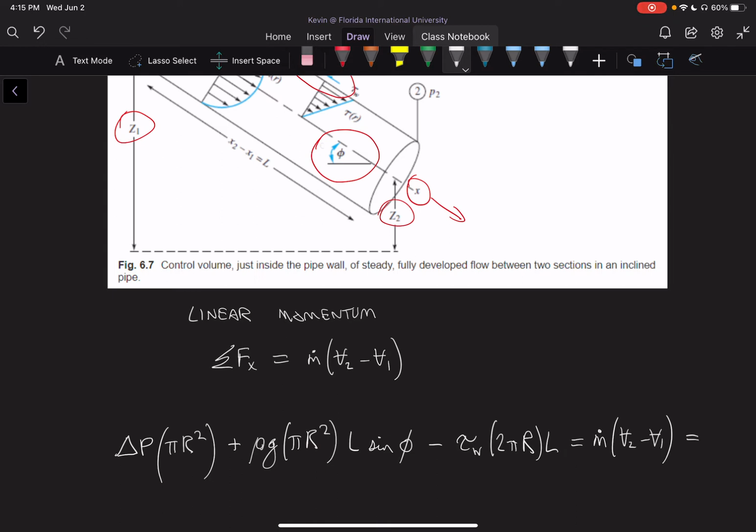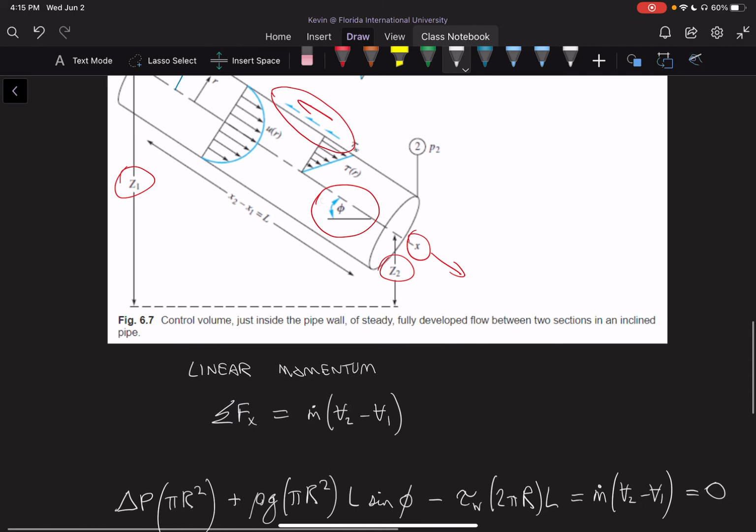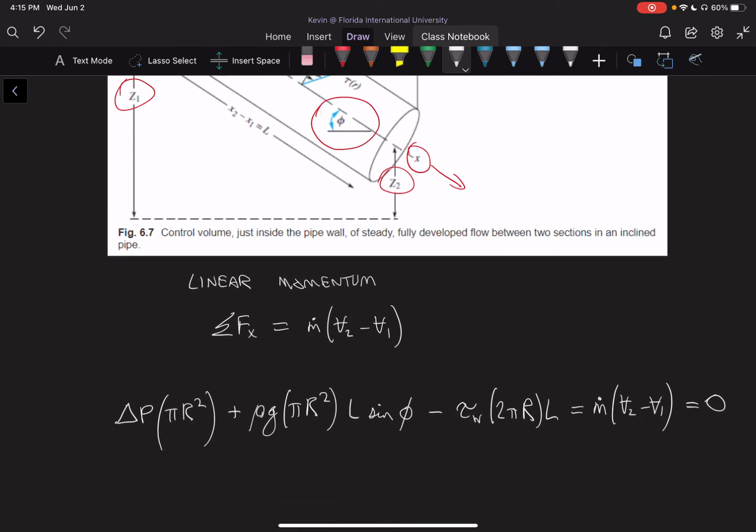Why is it equal to 0? Well, we're told, and we're not really told because this is not a question but more of a derivation, but we assume that the tube is not moving. If the tube is not moving, the acceleration is 0, therefore we have 0 for our sum of the forces in x. So the forces are balanced in the x direction, essentially.